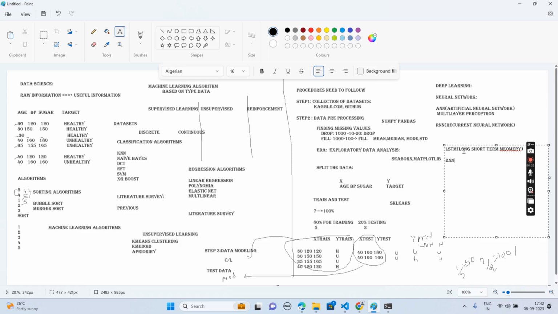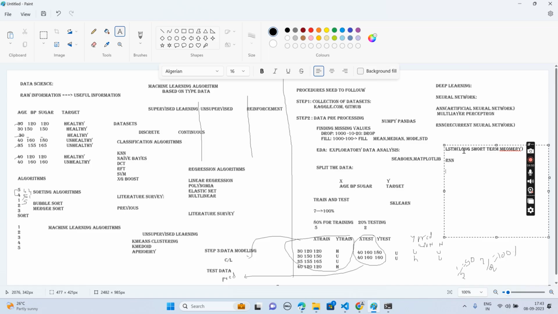Understood? When it comes to machine learning, KNN is used for classification and regression, and linear regression for regression. Similarly, in deep learning, ANN for classification, and for regression, RNN and LSTM. You need to explain them like that based on your projects, whatever algorithms we have given. Okay, understood?